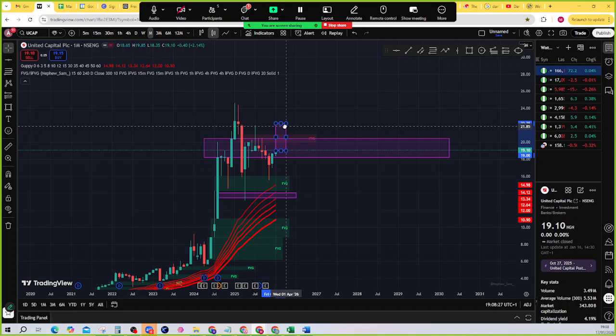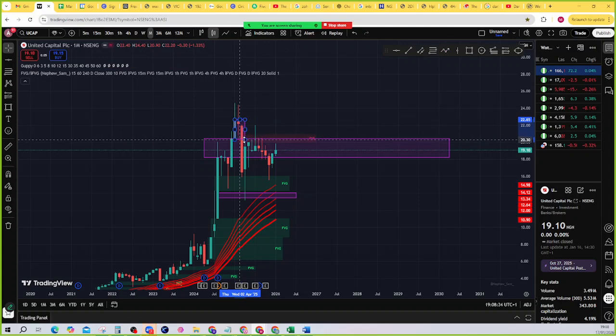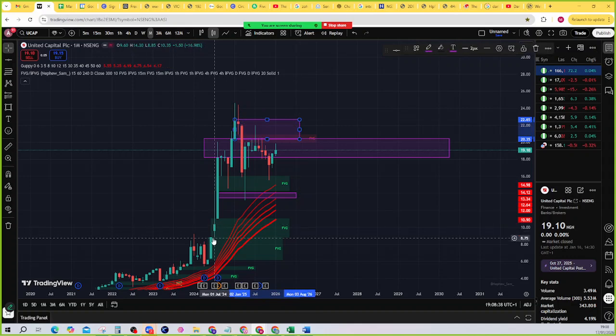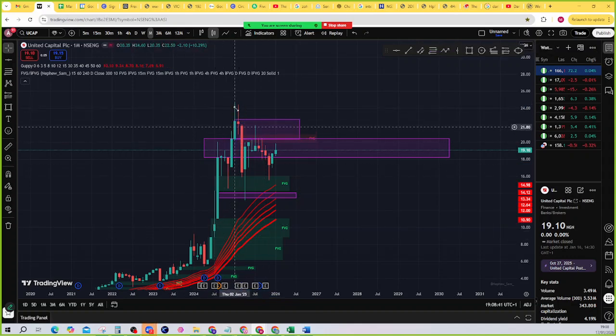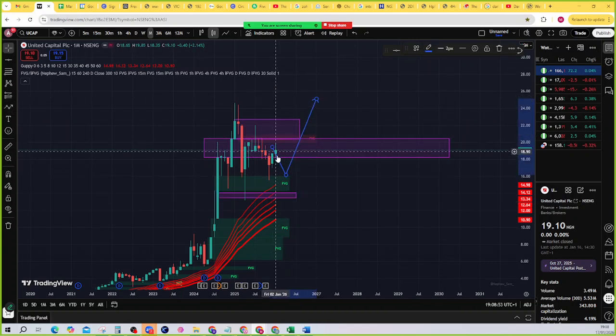We want it to close above here. After closing above there, we now have another level to battle with, which is here. This most important bullish candle on the monthly. You see? This most important bullish candle on the monthly is sending it back. This fair value gap is sending it back. So two things here. That's why I said it would have been better if this stock can pull back here. If you can pull back here, it will be better. That's a very good entry.